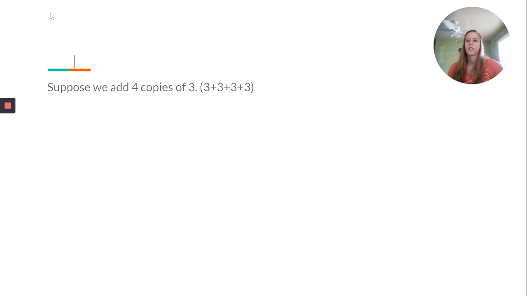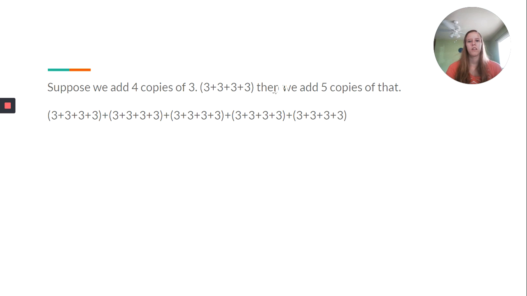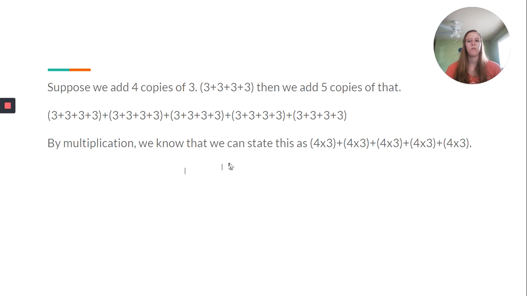So suppose we add 4 copies of 3. It would look like 3 plus 3 plus 3 plus 3. Then we add 5 copies of that. So we have the 4 threes, plus another, plus another, plus another, plus another. Multiplication, we know we can state it as 4 times 3 plus 4 times 3 plus 4 times 3 plus 4 times 3 plus 4 times 3.